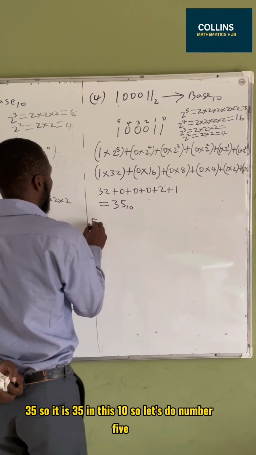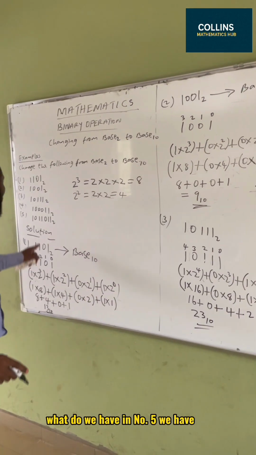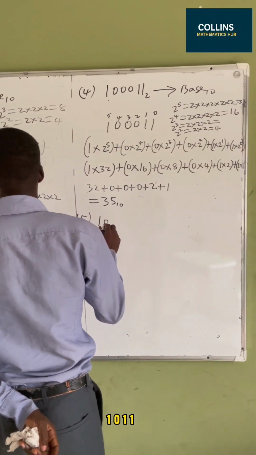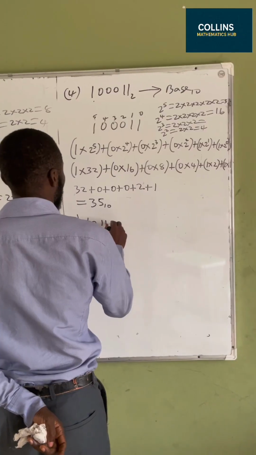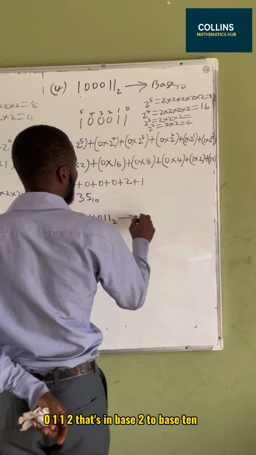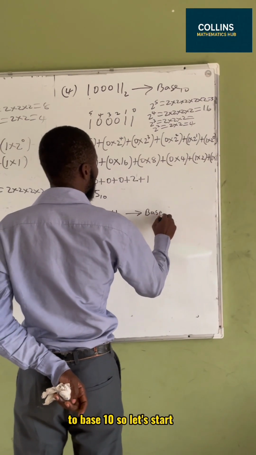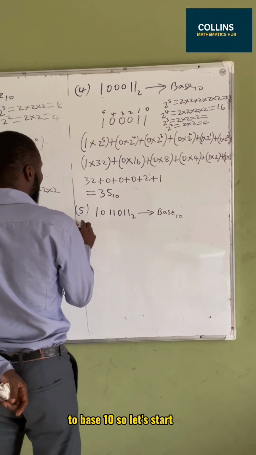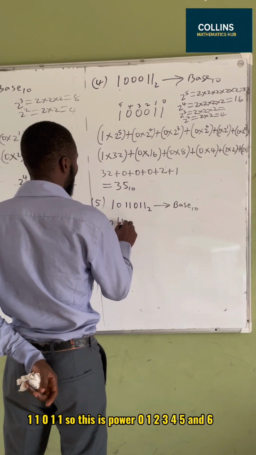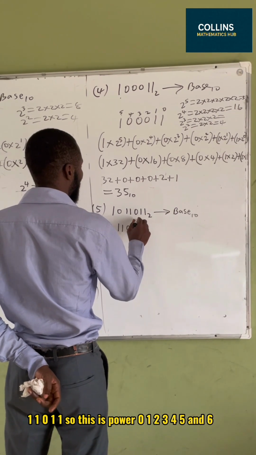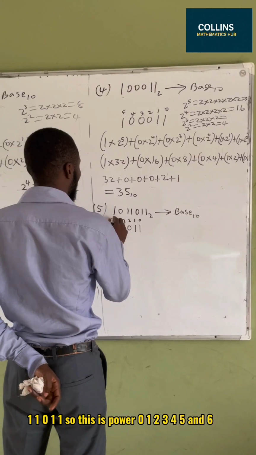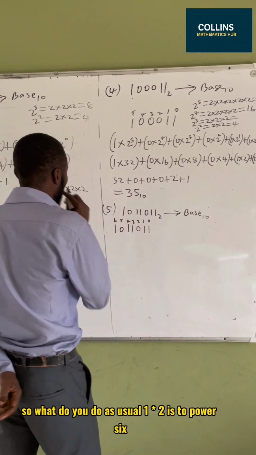So let's do number 5. What do we have in number 5? We have 1 0 1 1 0 1 1 in base 2, to base 10. So let's start. First of all, you raise them to power. This is power 0, 1, 2, 3, 4, 5 and 6. So what do you do?